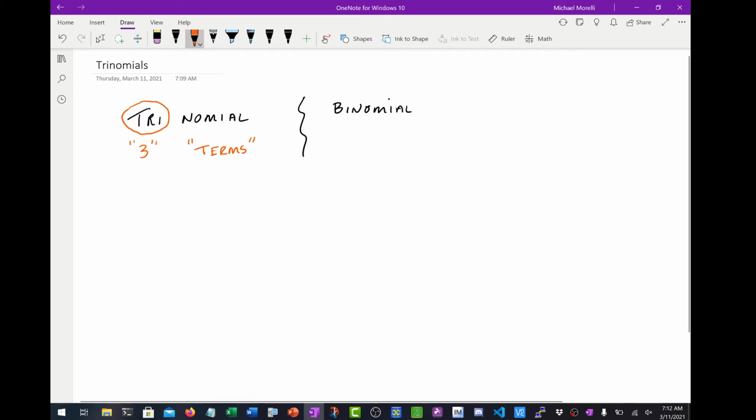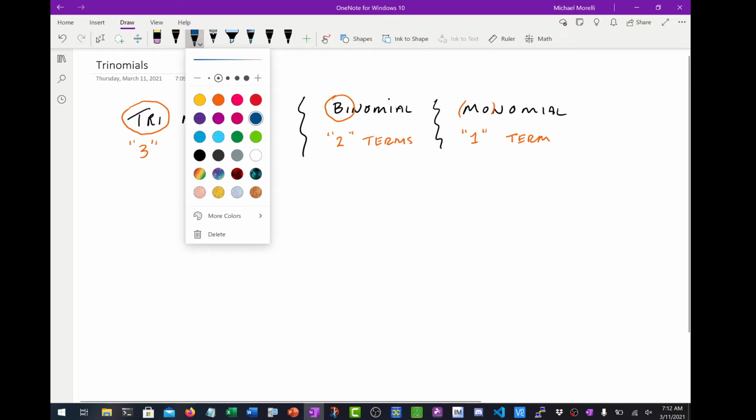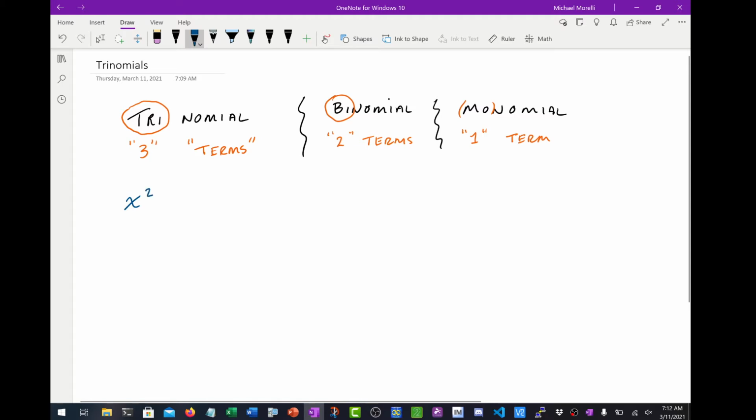The stem bi means 2, and nomial means terms. So 2 terms. I'll show you examples of each, and then the other one you hear a lot is monomial. Mon means 1, or this stem here would be 1, okay, and then 1 term. I'll show you examples of each. Let's find a new color for this. So here's a trinomial, x squared plus 2x plus 4.